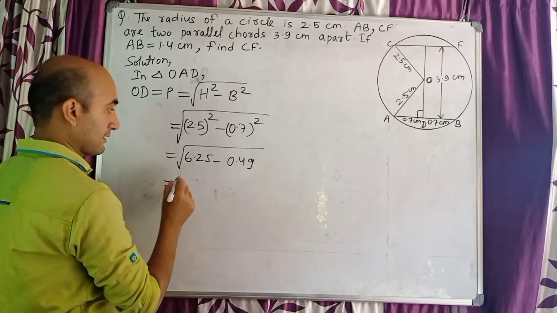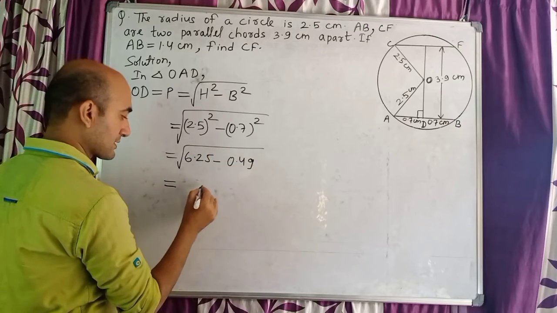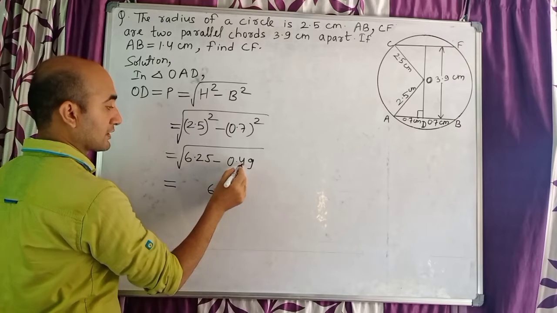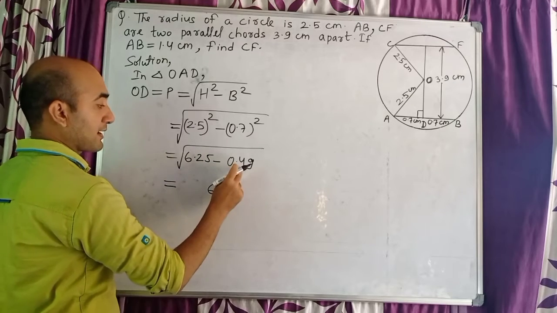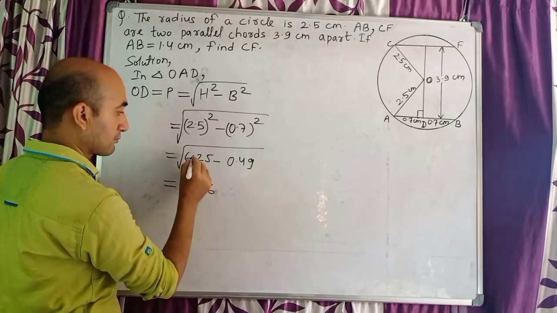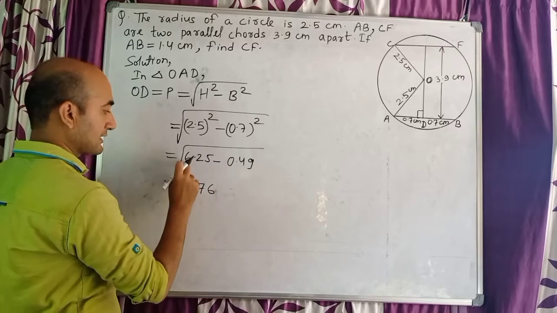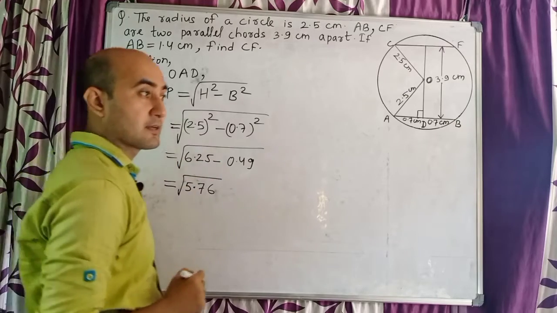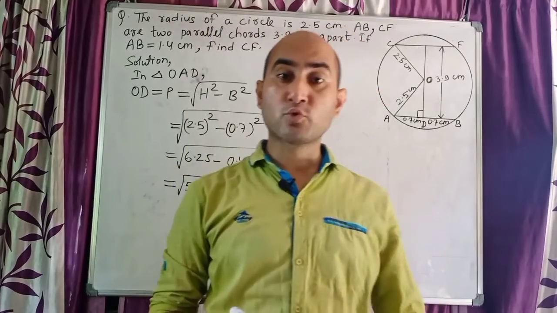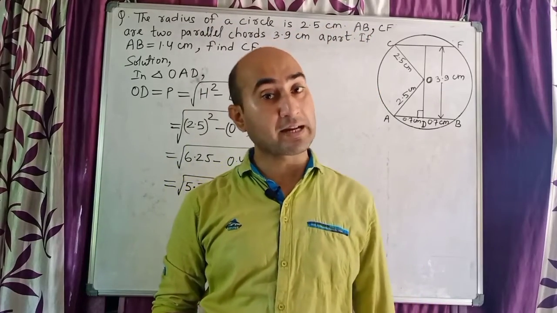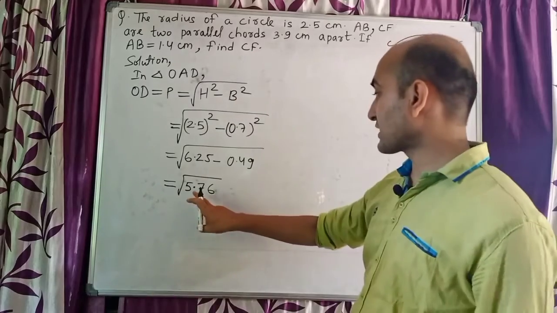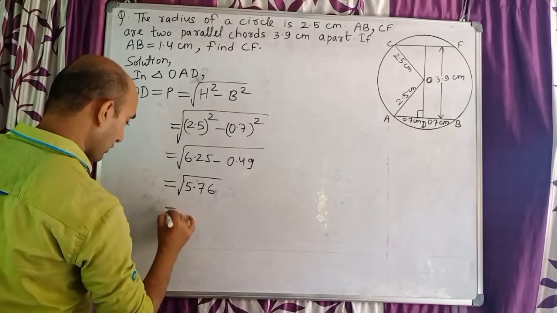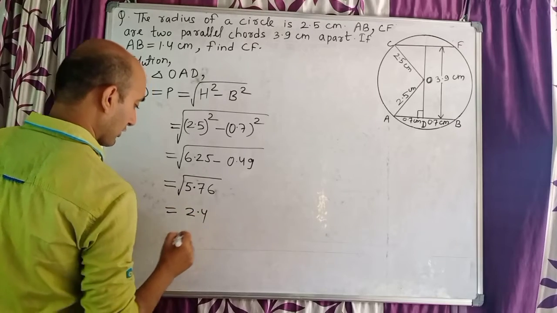Now we will subtract. 15 minus 9 will be 6, and here will be 1. 11 minus 4 will be 7. Then both decimals will come here, and this will become 5 minus 0. So after subtraction I got 5.76. Actually root over 576 is 24, but when there is a decimal here, 5.76, my answer will be not 24 but 2.4.